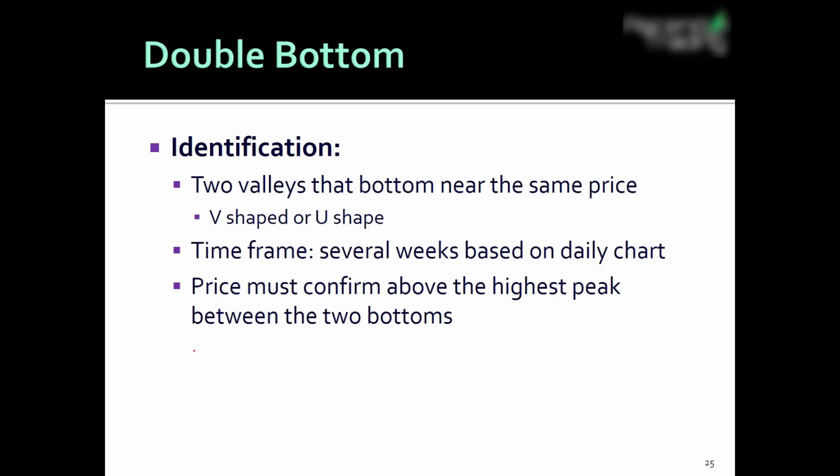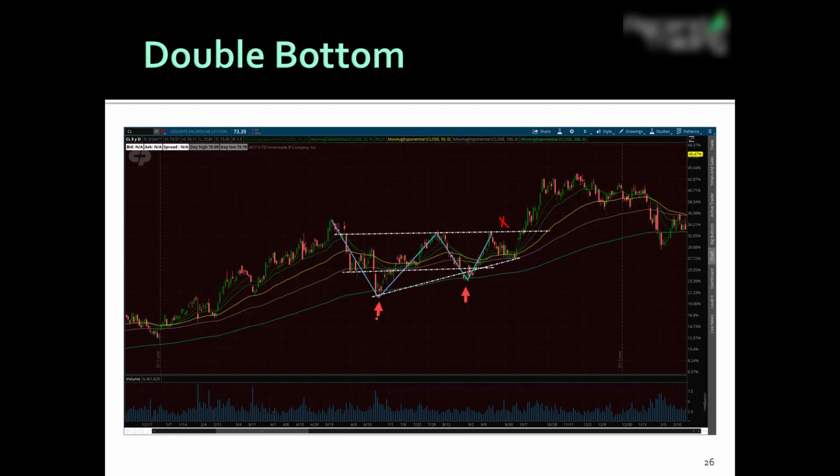Double bottoms, two valleys near the same price, and as a rule of thumb, for it to be considered a double bottom, the price of those valleys has to be within 5%, and there can be some exceptions. And for it to confirm as a double bottom, it has to break above the highest peak. So here you'll see the two valleys and the break of the highest peak. So around here or here would be the ideal entry.